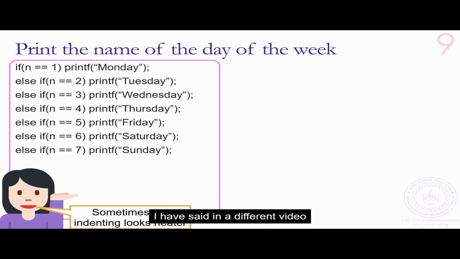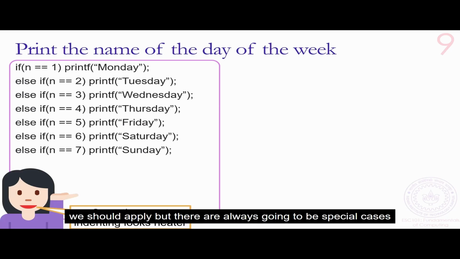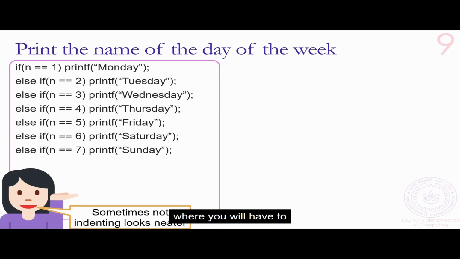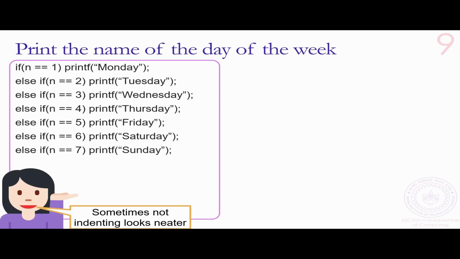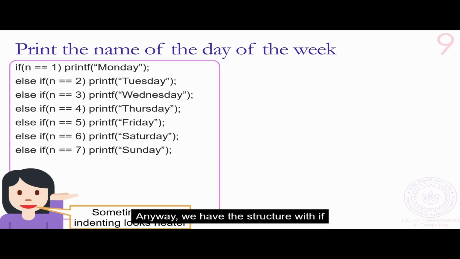So, as I have said in a different video, indentation and bracket use is a general principle that you should apply, but there are always going to be special cases where you will have to go with your gut feel about what makes the code look better. Having the code work is important. Having the code look good is also very important. Keep that in mind. Anyway, we have the structure with if, else if, else if, else if, etc.